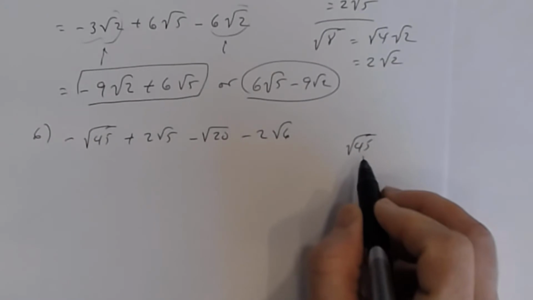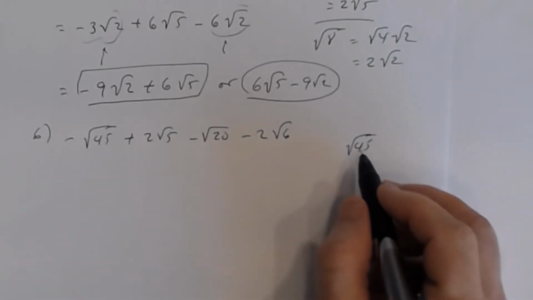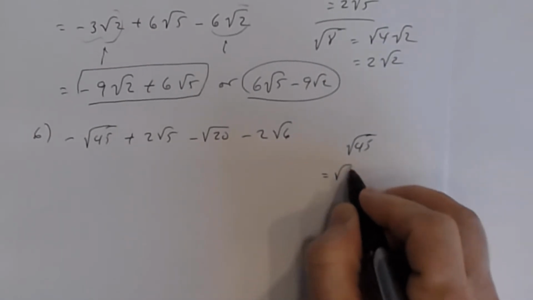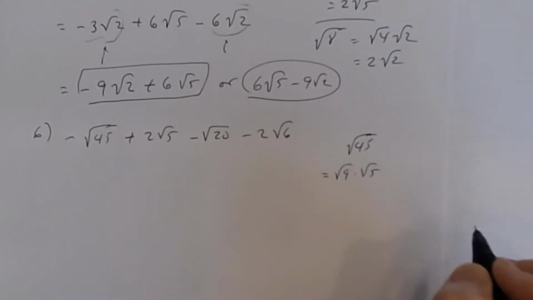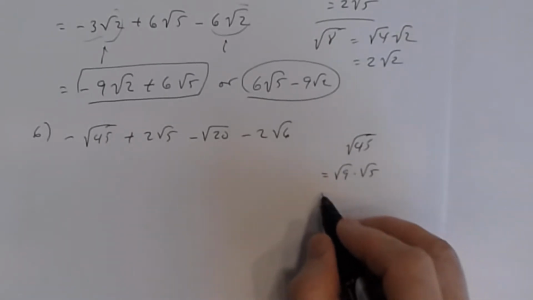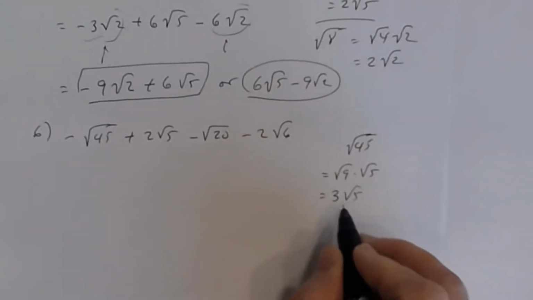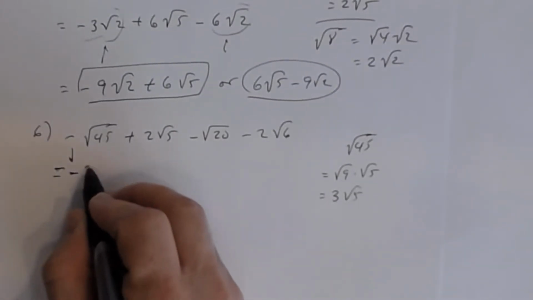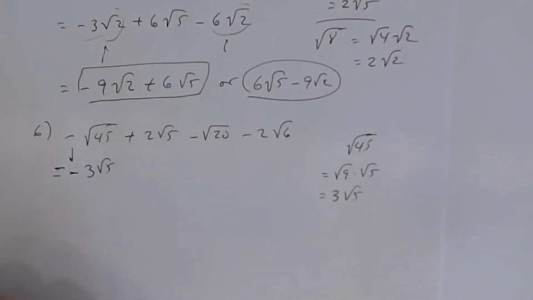I can simplify this because 9 is the largest perfect square that goes into 45. So I can write this as the square root of 9 times the square root of 5. 9 times 5 is 45. And the square root of 9 is 3, so that's 3 square root of 5. So that's going to go here. So that becomes negative 3 square root of 5.